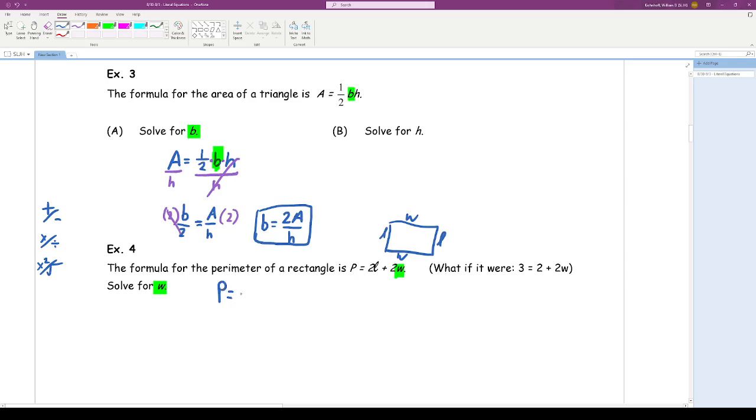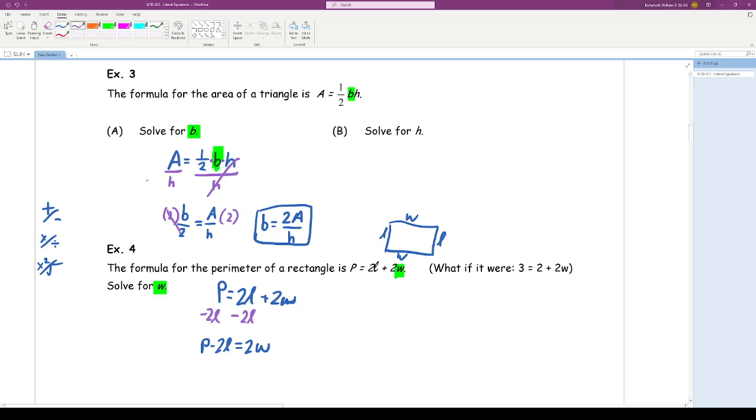We start off with P equals 2 times L plus 2 times W. And we're going to deal with our adding and subtracting. So to get rid of this 2L and move it to the other side, we can subtract 2L from both sides. When we rewrite our equation on the left, I'm going to write this as P minus 2L. You could also write negative 2L plus P, but I don't like minuses in the front if I can avoid it. And that equals 2W.